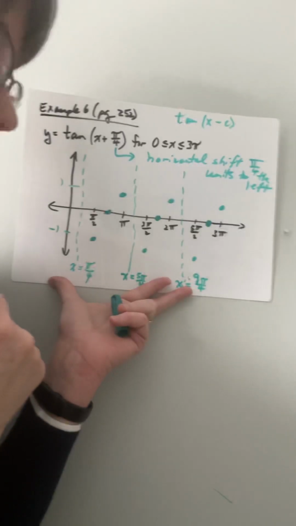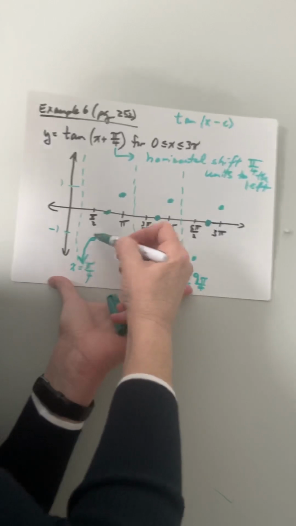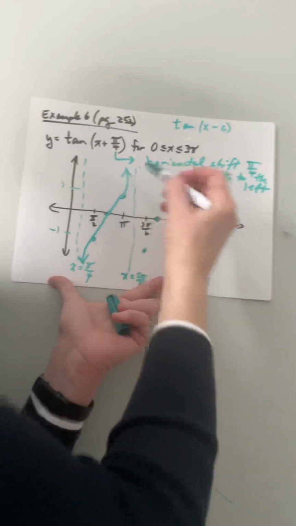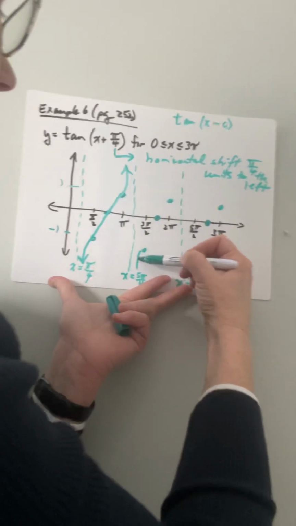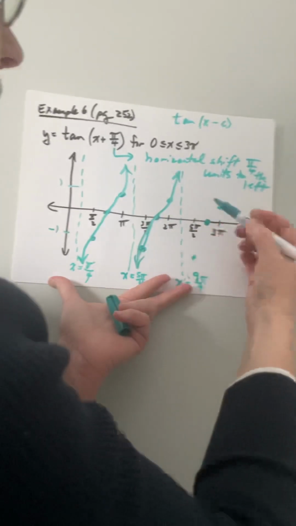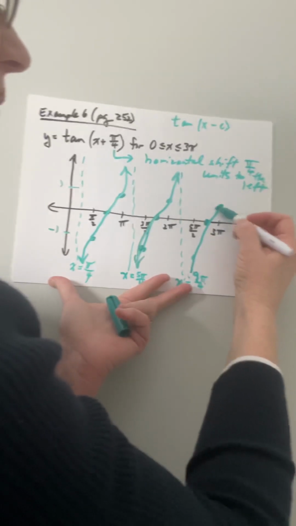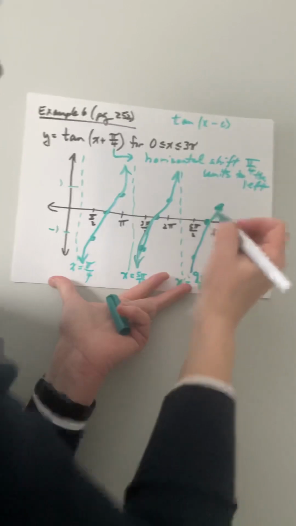Now, because it's a restricted domain, we will not be putting arrows beyond the restricted domain. So this graph will look like this. Oh, this one's going to end here at 3 pi. So just an end point, no arrow.